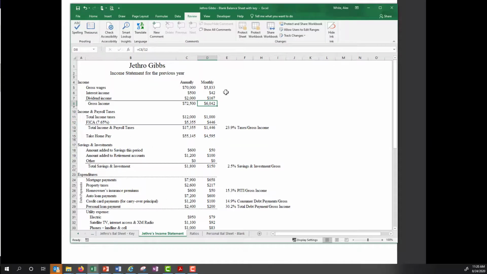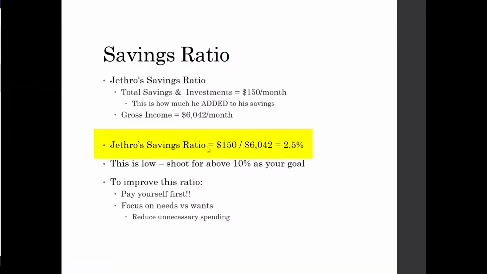For Jethro, we're going to take the amount of savings and investments he added during the month. This is on his income statement, and it's this number right here, the total savings and investments coming out of his budget, so $150, and we're going to divide that by his gross monthly income. Again, we can do this on an annual basis. Just be sure to keep your units consistent. So we have $150 per month divided by a little over $6,000 per month, gives us right around 2.5%.